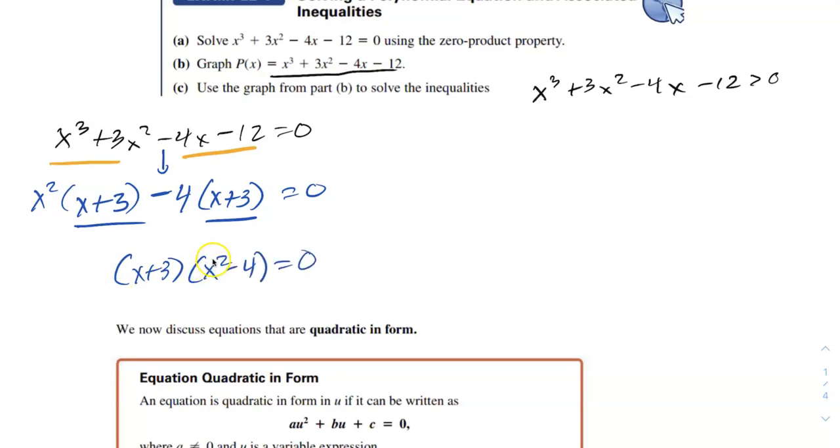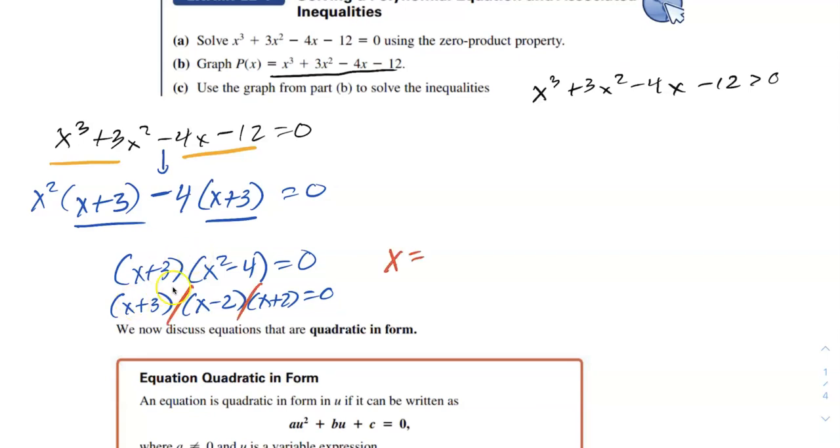Now, two things here. We could factor this some more. It is the difference of two squares, so we actually could factor it again. So you get x plus 3, x minus 2, x plus 2. Or you could just use right here and split and solve. Either way, you get the same answer, so it doesn't really matter. Anyway, let's split and solve here.